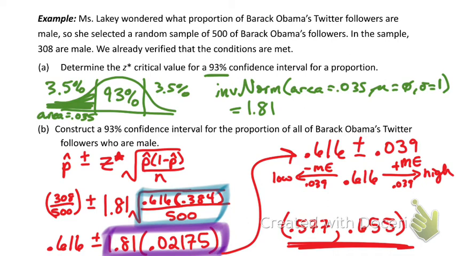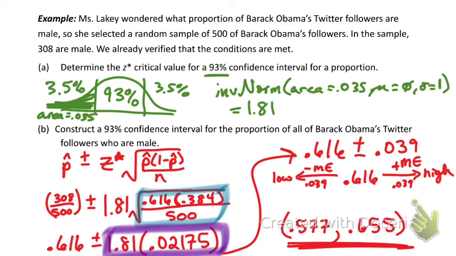So here's my question to you. Are the majority of Barack Obama's followers male or female? It would appear male. We are 93% confident that the true proportion of male followers is somewhere between 57% and 65%-ish. So yeah, it would look like he's got a higher proportion of male followers than he does female followers. Does this make sense? Yes.